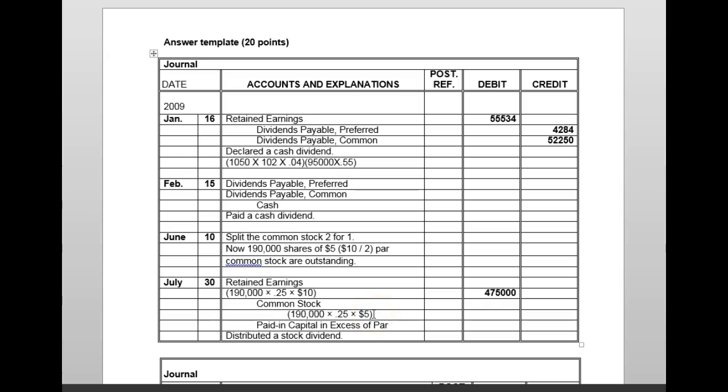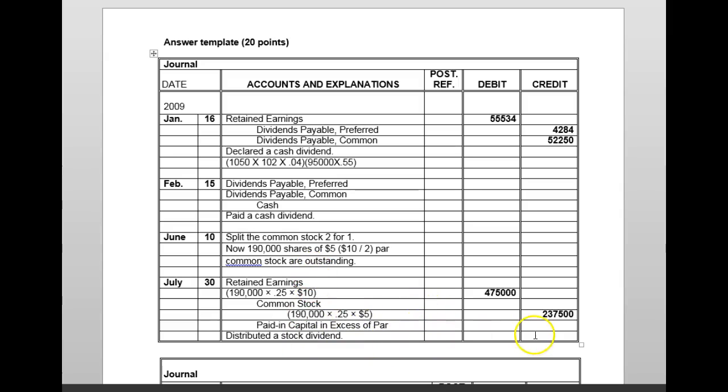Now, let's step back a second. This is the value of those dividends. But that's not the value of the stock that you have. The par on that stock, remember, is $5 right here. So we're going to have to break this down. So we're going to have to do 190,000 times the 25% times the 5, which is what you're handing out for a stock dividend, and that gives you $237,500 in the par value of that common stock.